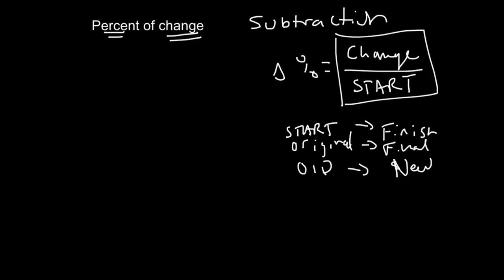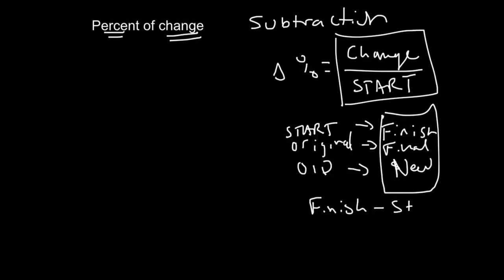Now, you don't want to get sucked into saying, I'm going to subtract the big number from the small. What you will do is you will always do the final value, or the finished value, or the new value, minus the starting value. And that is the difference. That is the delta. That is the change. Okay, and that, of course, is divided by the start.